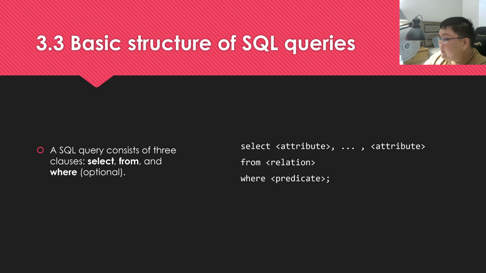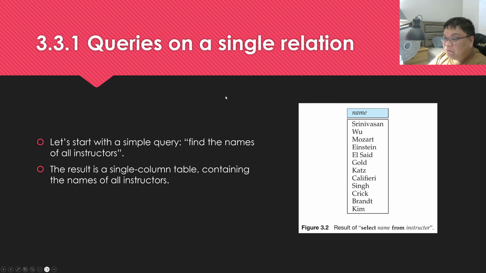So, a big part of this chapter is understanding how a query is evaluated, or how to conceptualize how it would be evaluated. So a SQL query consists of three clauses: select, from, and where. So we select one or more attributes from a relation that satisfy a predicate. Here's a simple query. Find the names of all instructors. So that would be select name from instructor. This returns a table that contains all instructors' names.